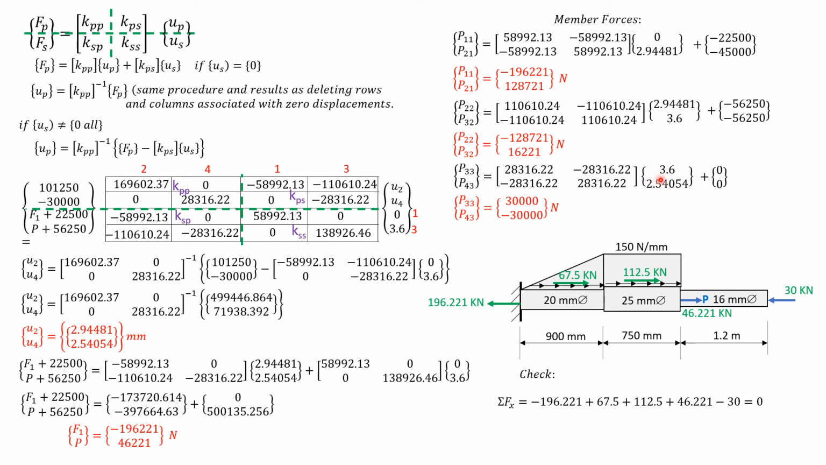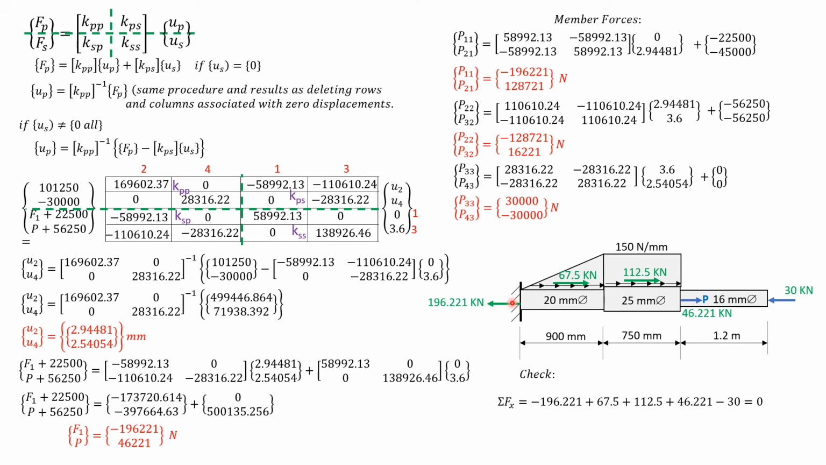Then member 3, U3, U4. Then there's no fixed forces for member 4. There was no load. Then here, there's no load. Then you'll get 30,000, negative 30,000. Which is this one, right? Negative 30,000. Then let's check the equilibrium.